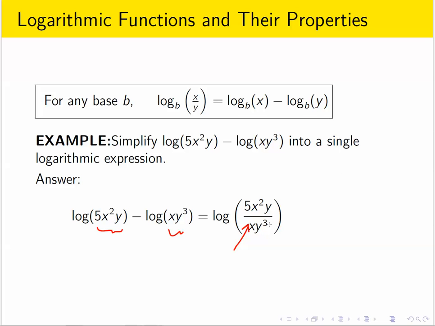Now you can simplify that some more because you can cancel factors of x that appear both in the numerator and the denominator. X squared over x, you can cancel out an x, and now you have x to the 1. Similarly, you can cancel factors of y. Y in the numerator cancels with one of the y's in the denominator, leaving just y to the 2. So this simplifies all the way down to the common logarithm of 5x over y squared.